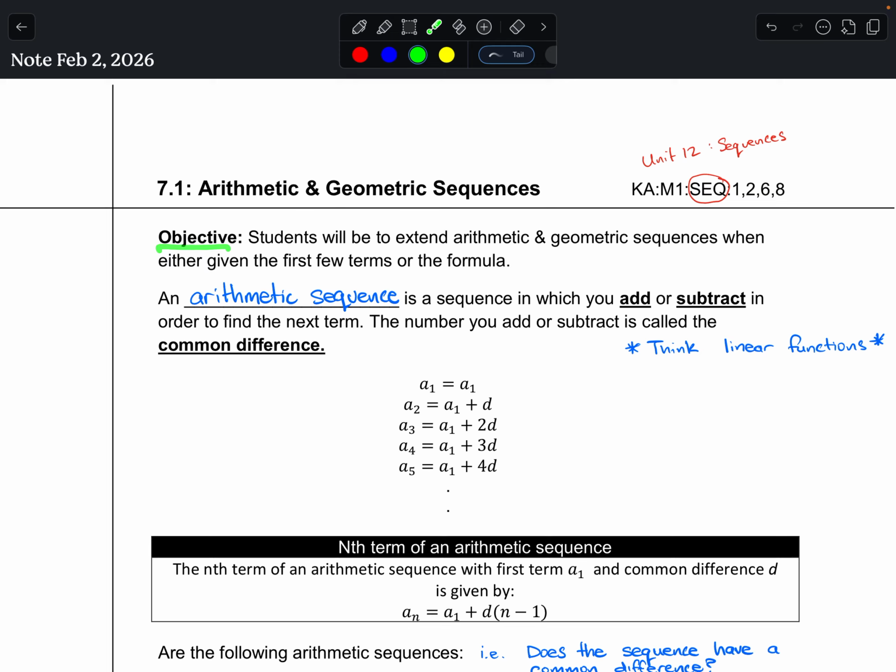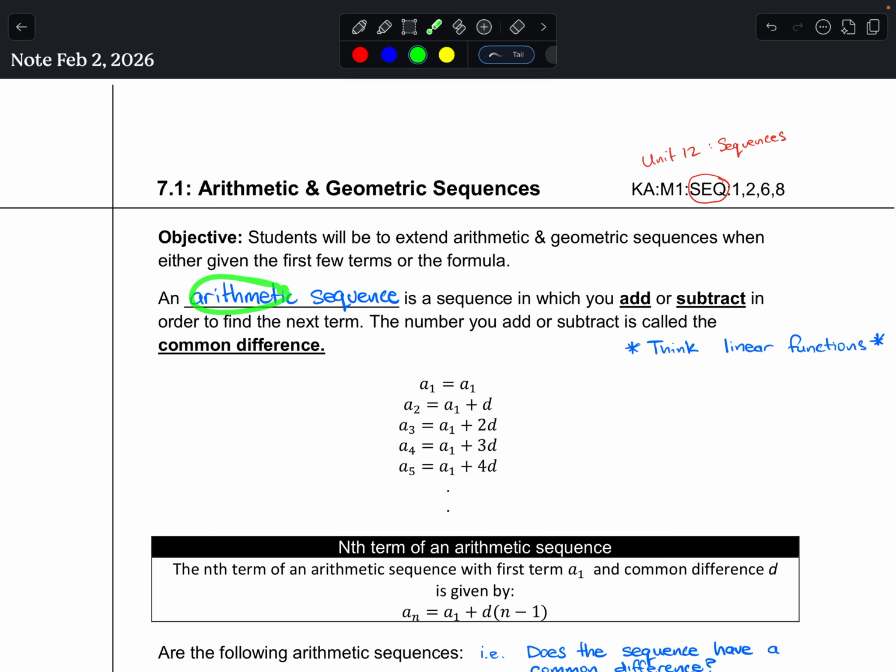Your objective for this lesson is that you'll be able to extend arithmetic and geometric sequences when either given the first few terms or the formula. Okay, so before we talk about arithmetic or geometric, you should know what a sequence is. And all a sequence is, is a list. It's a list of usually numbers.